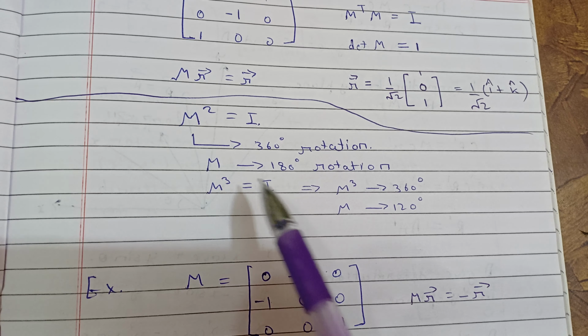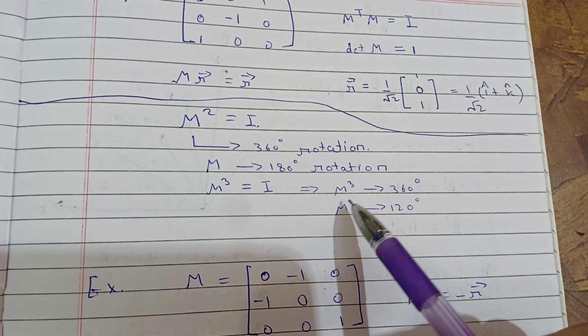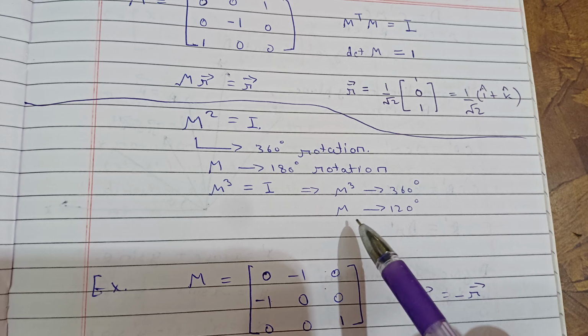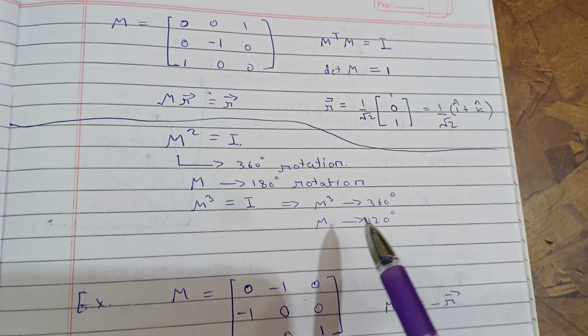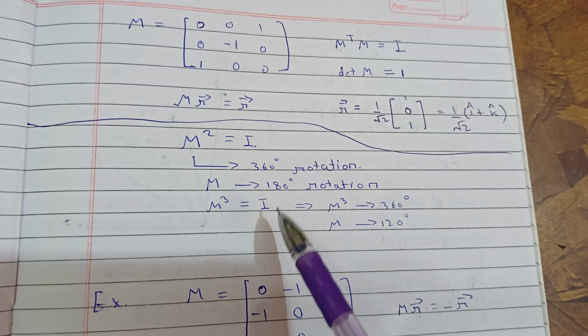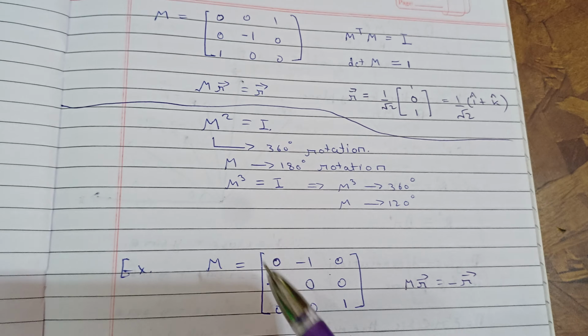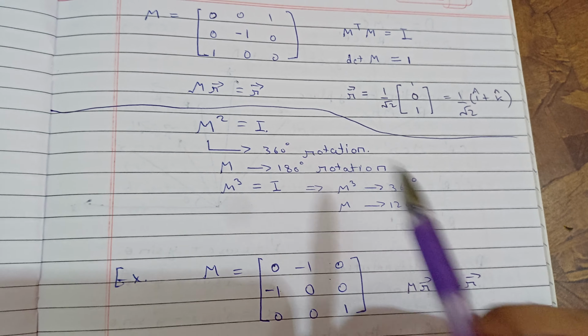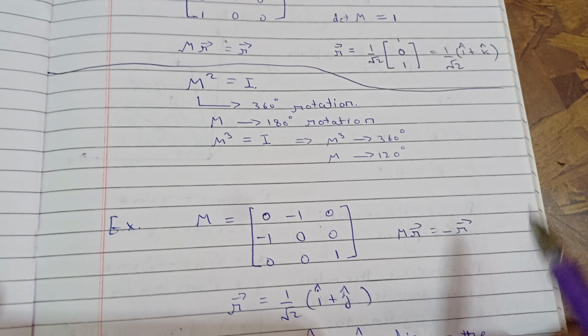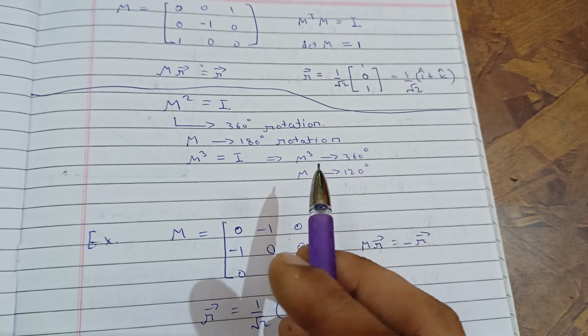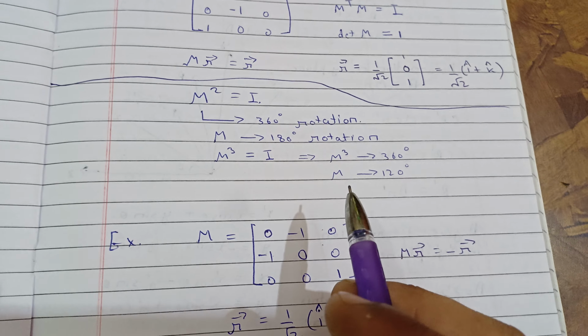And if M cube came out to be I, then M cube has a 360-degree rotation and M has a 120-degree rotation. So you need to remember these results. You can use them in the exam by just multiplying, and you can find the angle, because there is no direct way to find the angle in the 3D cases.